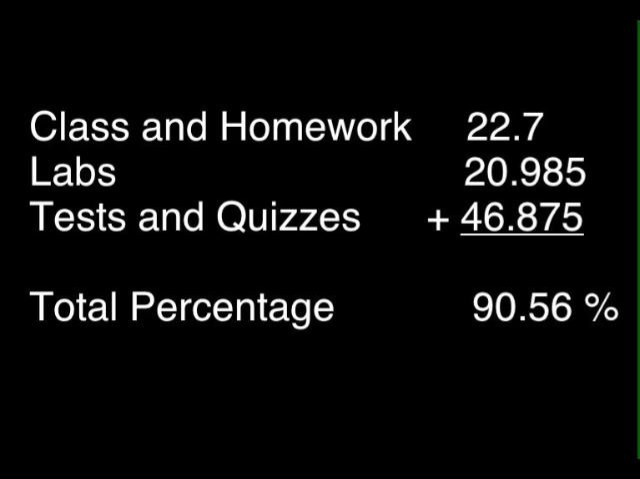Now, take those numbers that you wrote down, the number from the class and homework, the number from the labs, and the number from the tests and quizzes. In this example, we add 22.7, 20.985, 46.875, and get a total percentage of 90.56.